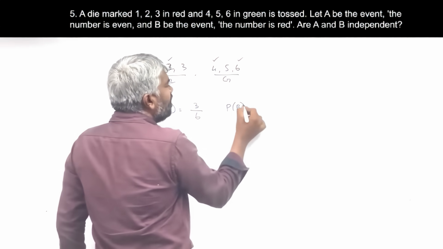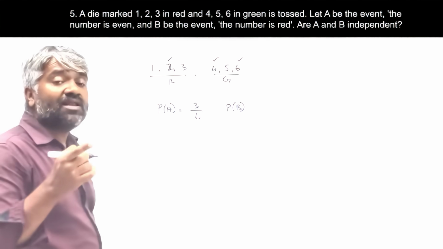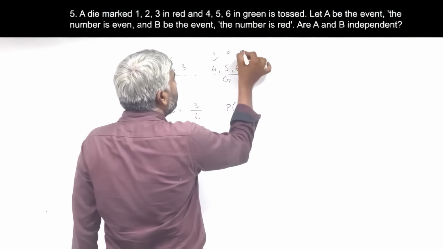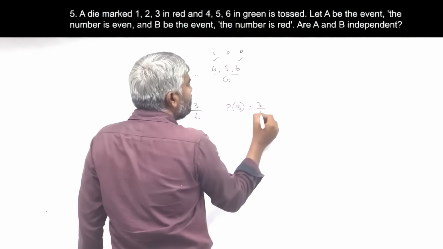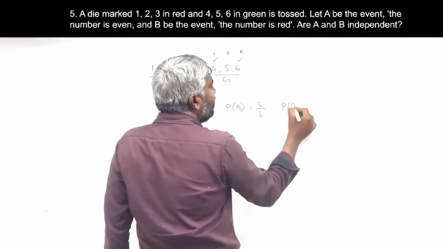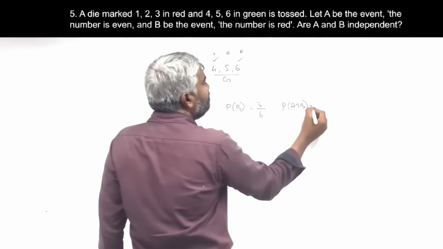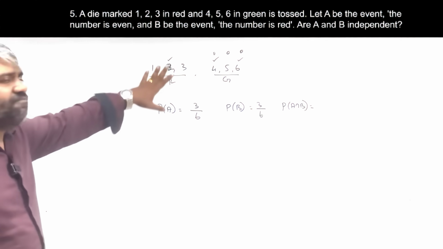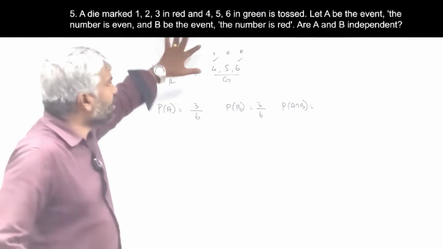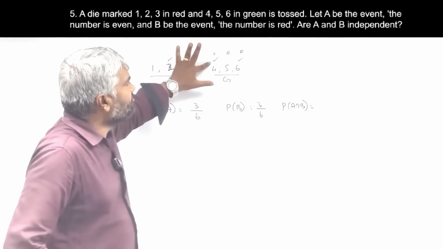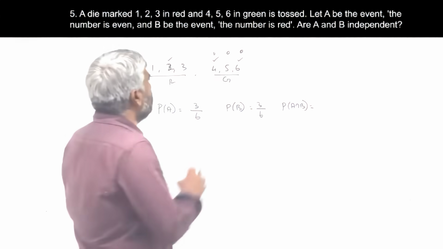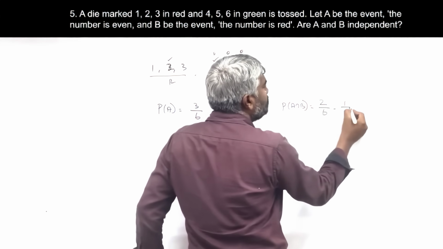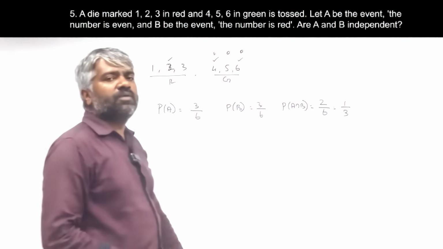What is P of B? Which has to be in the form color green, right? So when it is green, just circle it: 4, 5, 6, which is 3 by 6. We need to find P of A intersection B. Same, check where I have ticked and circled for the same data. For 4 and 6 I have ticked and circled. So only two events are there, which is 2 by 6. If you simplify, you will get 1 by 3.